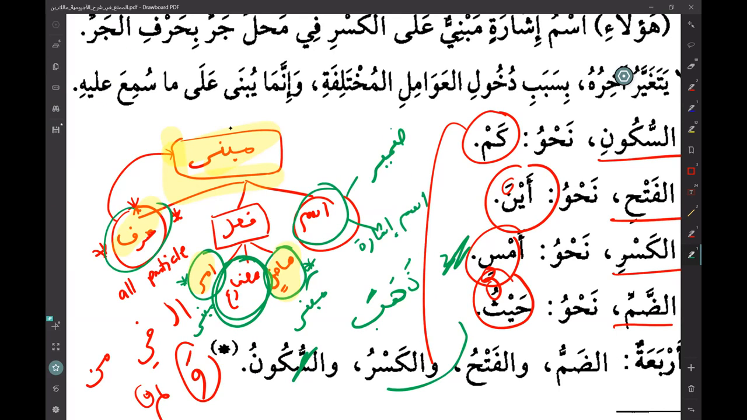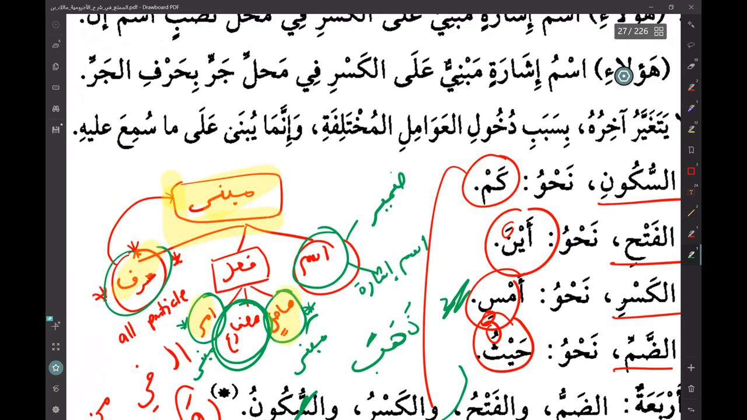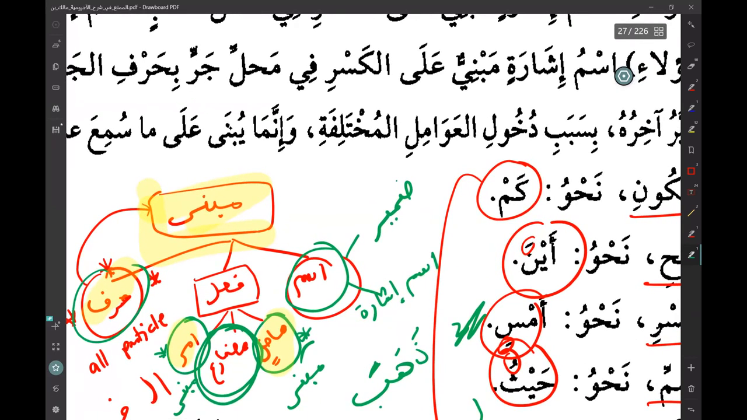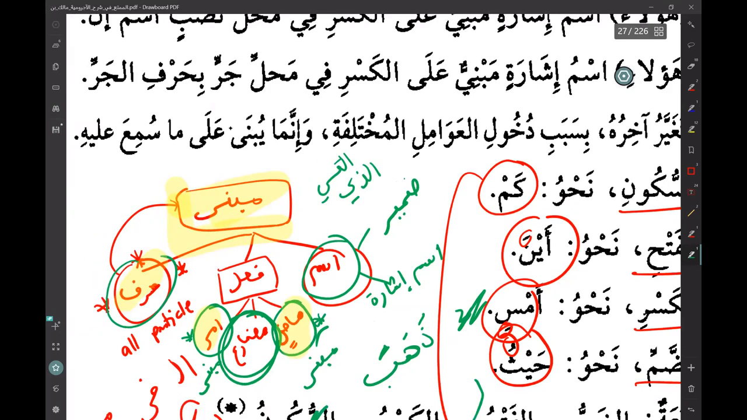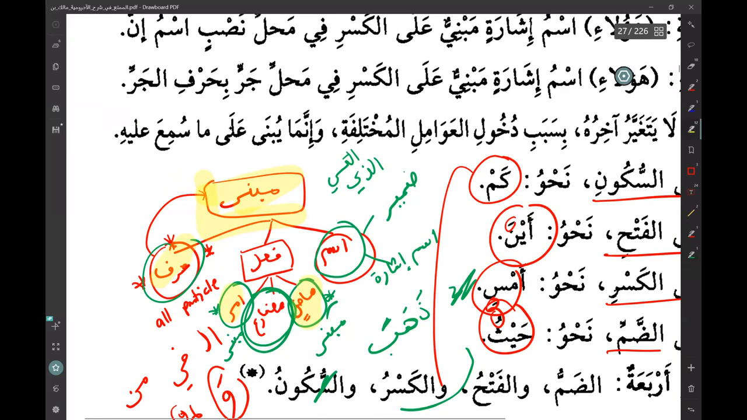And then we have ismul mawsul, also mabni, which is like alladhi and allati. Again, not all of them, so I'll just leave it at these two. Just think about the other ones, but to give you something from the noun, I'm giving you damir and ismul ishara. Makes sense, guys? At least you know something from the noun, but there are more things.